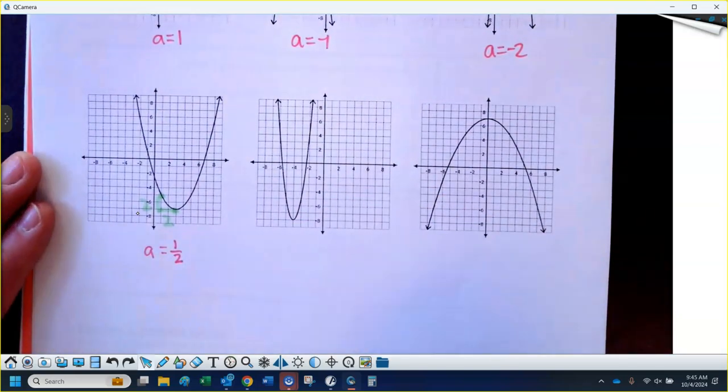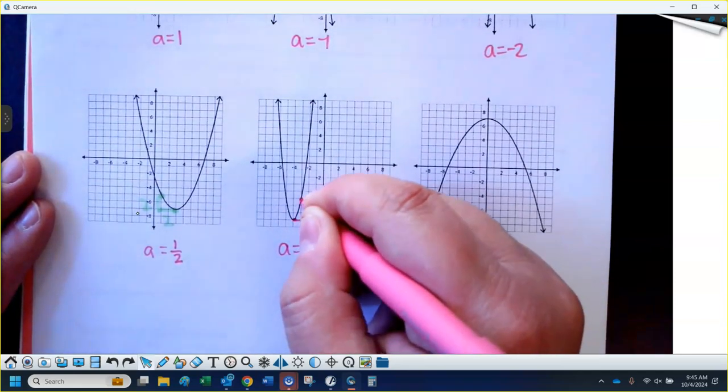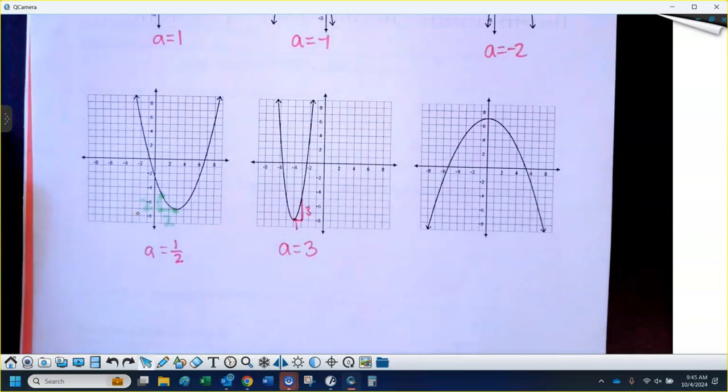Can you guys tell for this graph in the middle of the bottom here? What'd you put? This one should be 3. So if you can figure that out from the graph, you're going over 1, up 3 as your first step. So that has to be your a value.